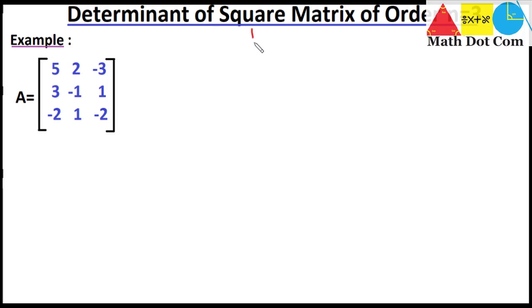A square matrix is a matrix in which the number of rows is equal to the number of columns. It means rows equal columns. If there are 3 rows, then the columns should be 3. If 4 rows, then the columns should be 4. So this is the concept of the square matrix.